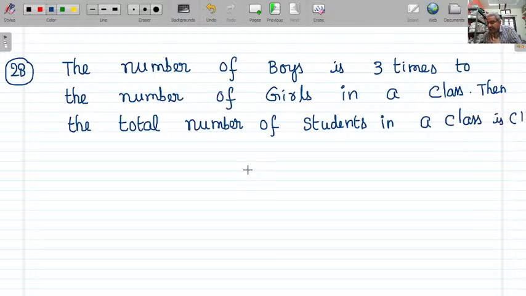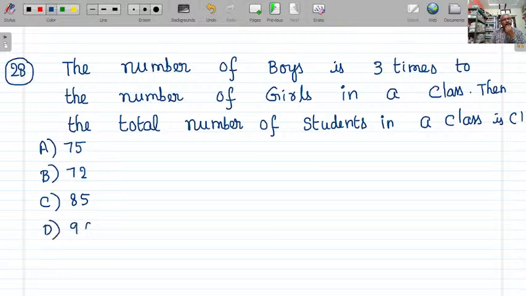How do we solve the problem? This problem can be solved with the help of options only. This is actually an open-ended question. These questions are called open-ended. Many answers are possible. All the multiples of 4 will satisfy. So depending upon the options only we can solve. Option A is 75. Option B is 72. Option C 85. Option D 90.